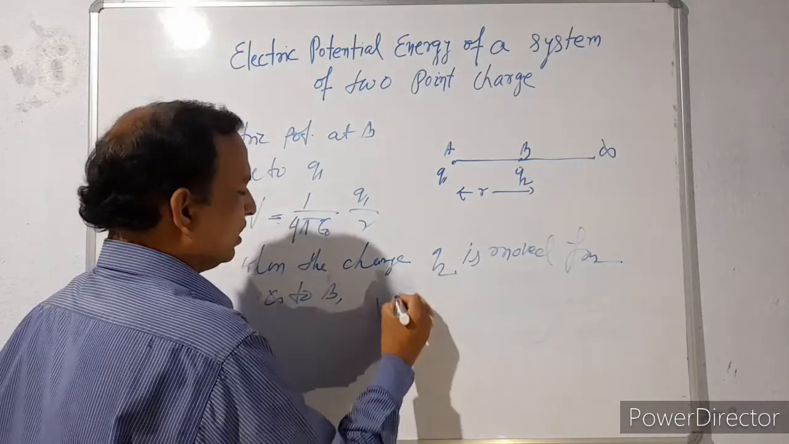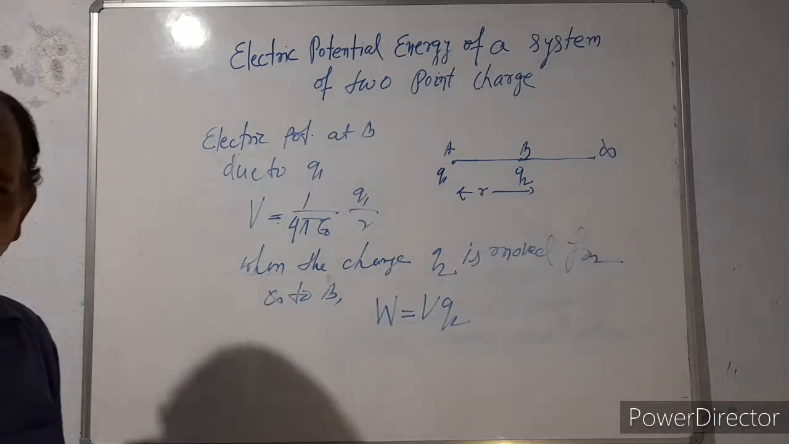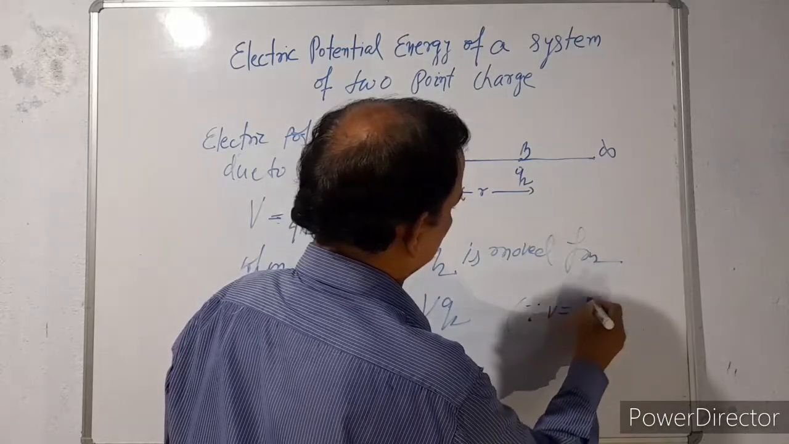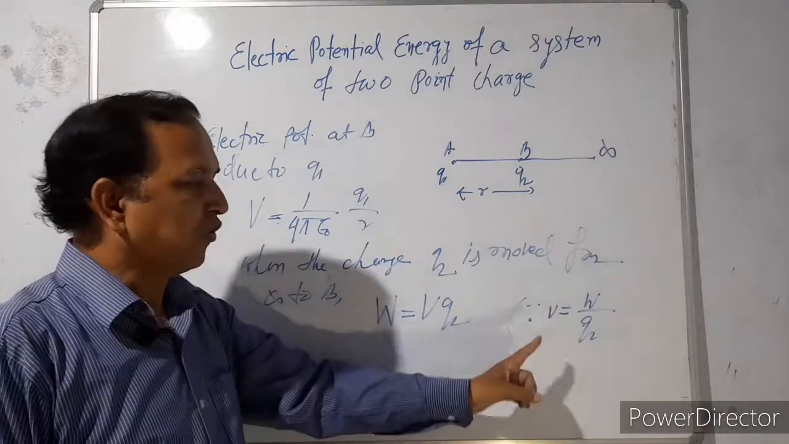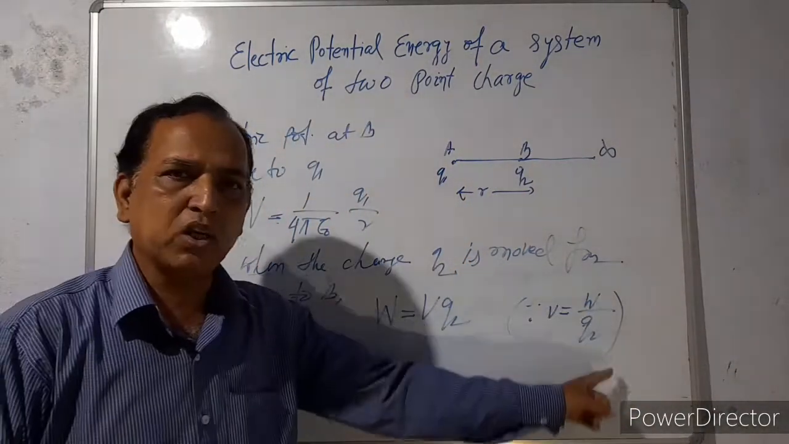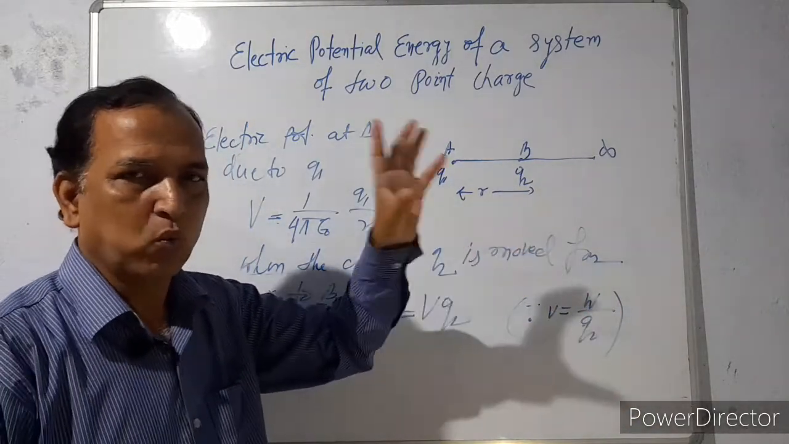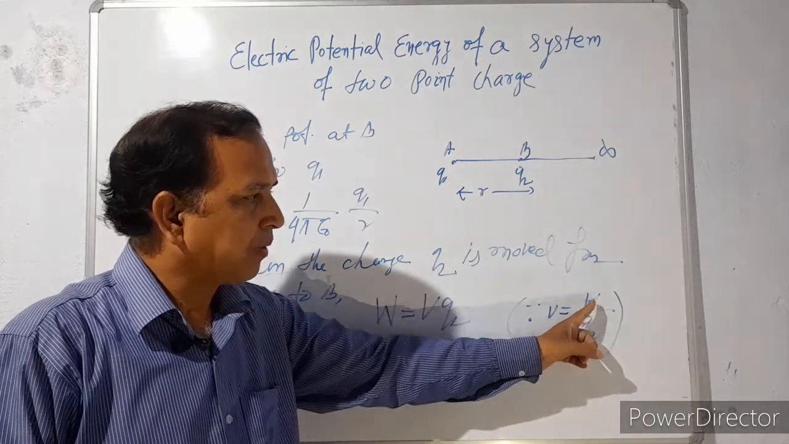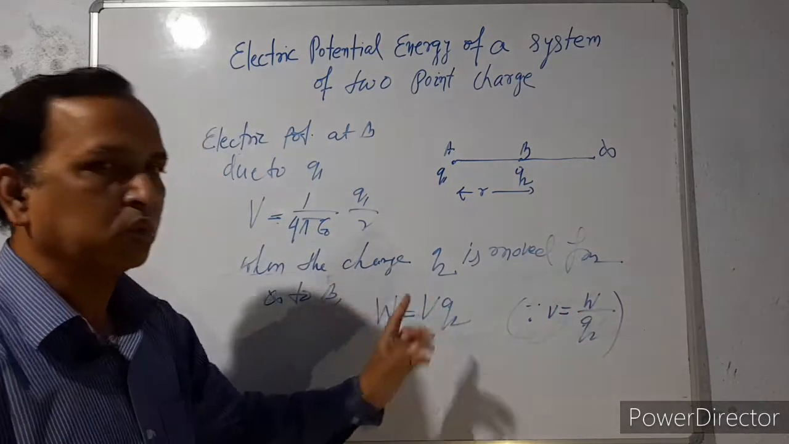This work W is equal to VQ2. Clear? Why? We know that potential V is equal to W by charge. At B the charge is Q2. So V is equal to W by Q2. As there are two different charges, Q1 and Q2, work must be there. So the work done is equal to VQ2.